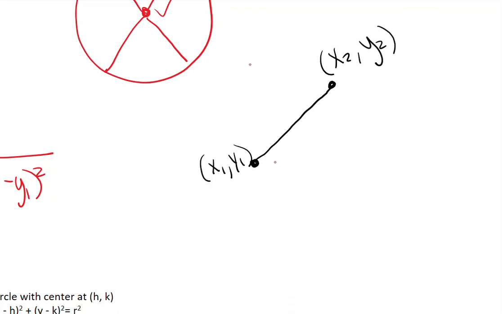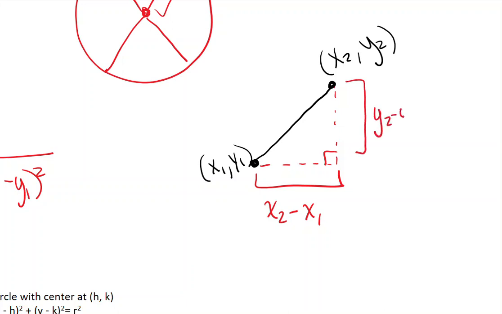Another way to get the distance is to go horizontal and then go vertical, and that forms a right triangle. If I want the horizontal distance, that's our x coordinate points, right? To find that horizontal distance, you would subtract the x coordinate points, x2 minus x1. To get the vertical, it would be y2 minus y1. Now, this we'll label as D, okay?